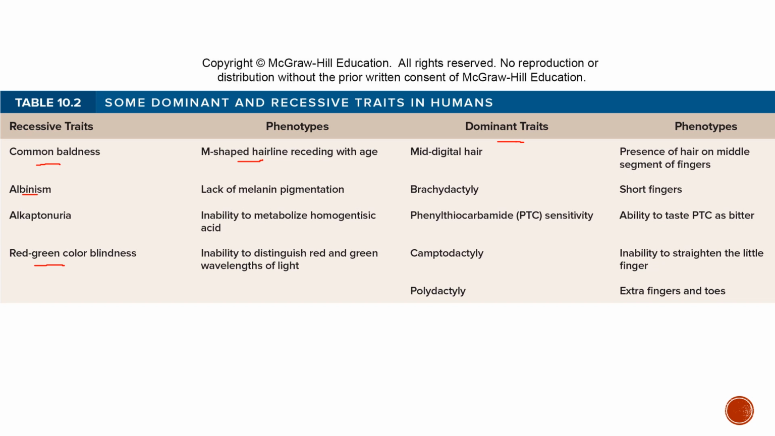So for example, mid-digit hair, individuals that have hair on that mid-digit, they only need one of those alleles, so they could receive a recessive and the mid-digit hair allele, and they would still express that trait because, again, it's dominant. And then brachydactyly, which is short fingers. Again, that is also a dominant trait. So just having one allele would cause that phenotype to be expressed.